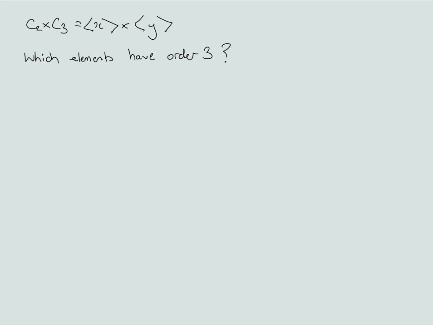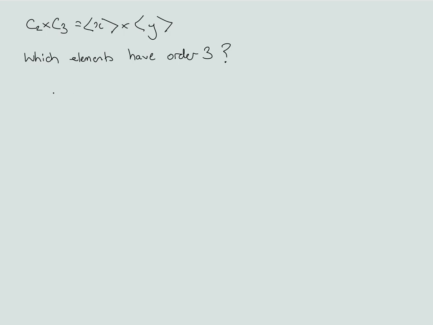We need to look for elements of C2 × C3 which have order 3, and let's do that on a new page. So we had, remember, C2 × C3 equal to ⟨x⟩ × ⟨y⟩. So x was an element of order 2, y was an element of order 3, and the question was which elements have order 3.